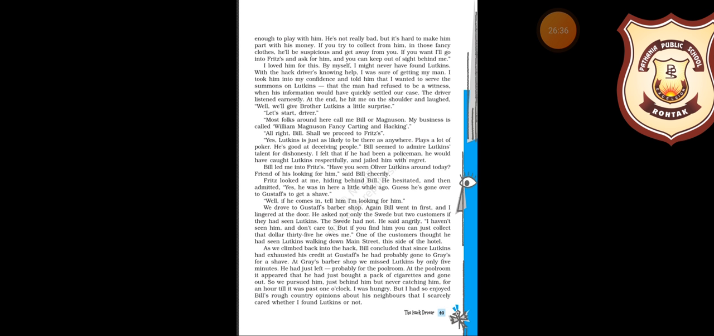So they were just one step behind him but never catching him. In this search for Oliver Lutkins for an hour, it was past 1 o'clock. I was hungry and the lawyer was feeling hungry. But I had to enjoy Bill's rough country opinion about his neighbors, and I scarcely cared whether I found Lutkins or not. He was enjoying Bill's company so much that the main mission, to find Lutkins, was at a secondary level.